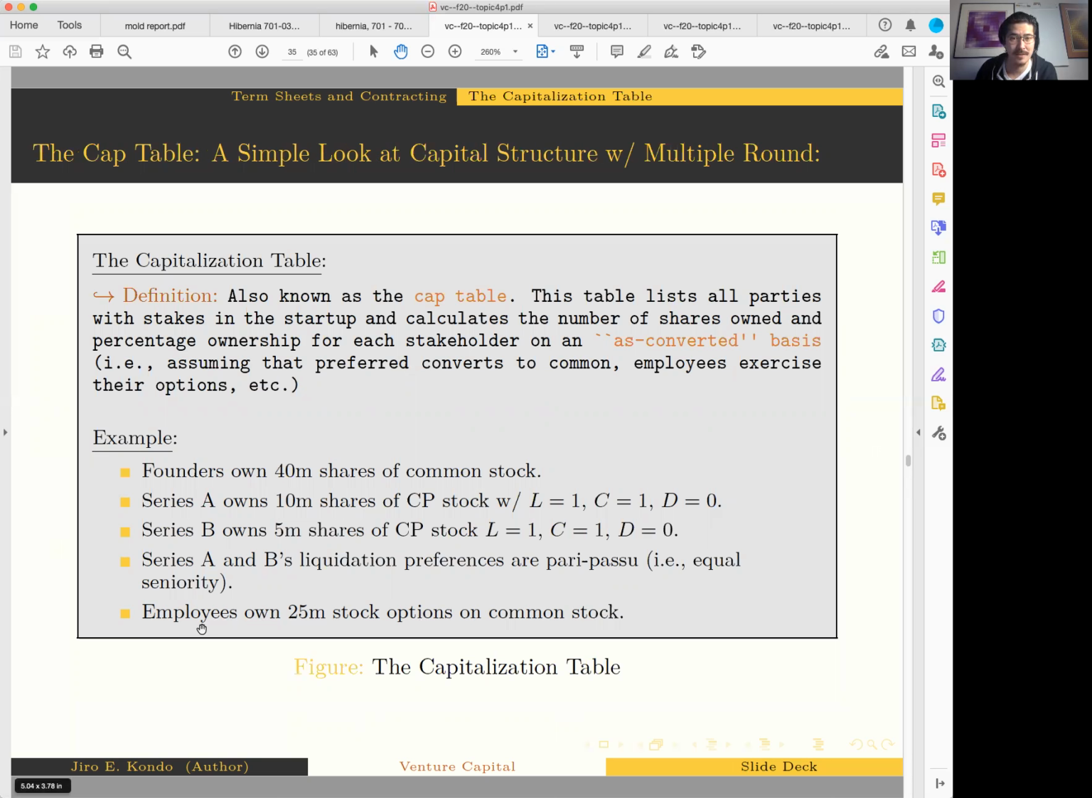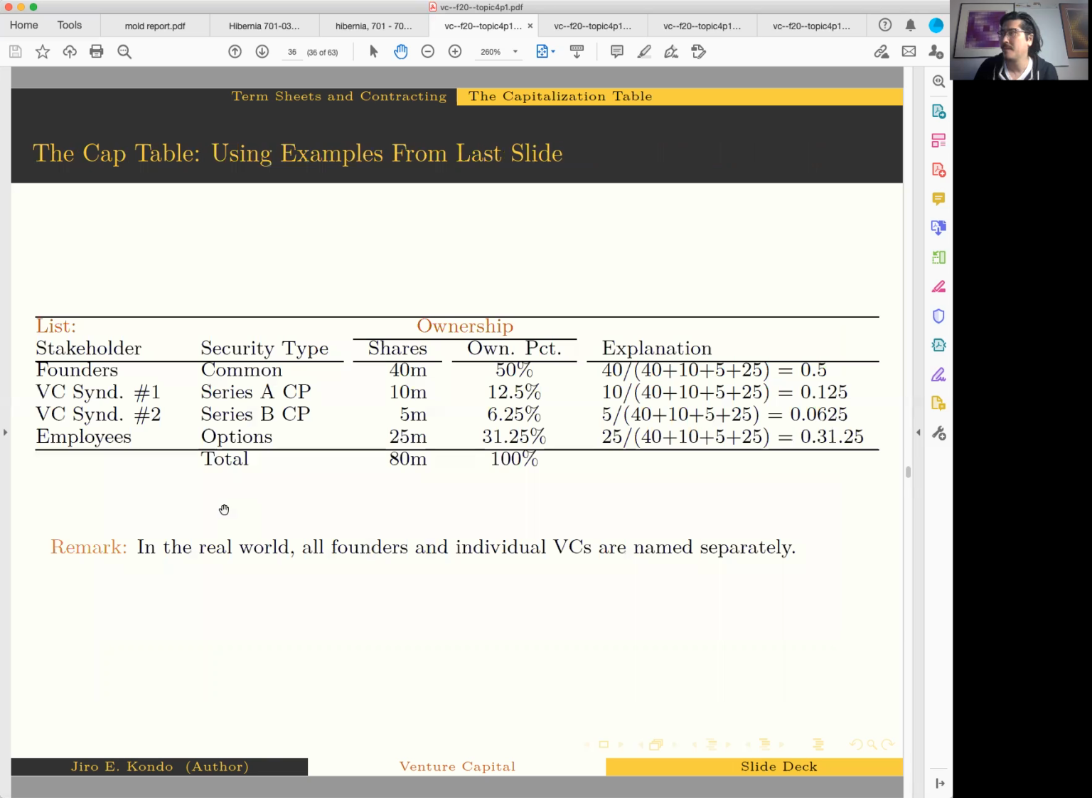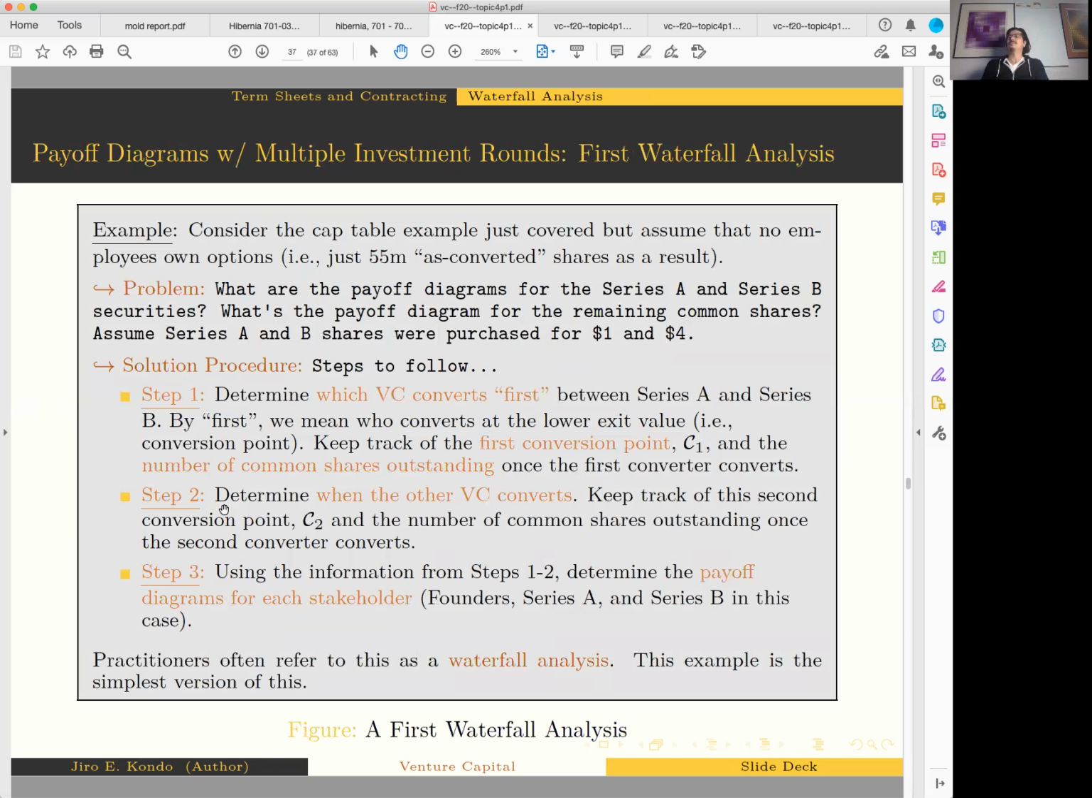Folks, okay with that? This is what we're going to call a 2-round waterfall, because there are 2 stakeholders aside from founders. Are we okay so far? We're going to walk through the process because it is literally a process. It's an algorithm for solving this problem. So consider the cap table example just covered, but assume that no employees own options. That's just to make this an easy intro waterfall analysis.